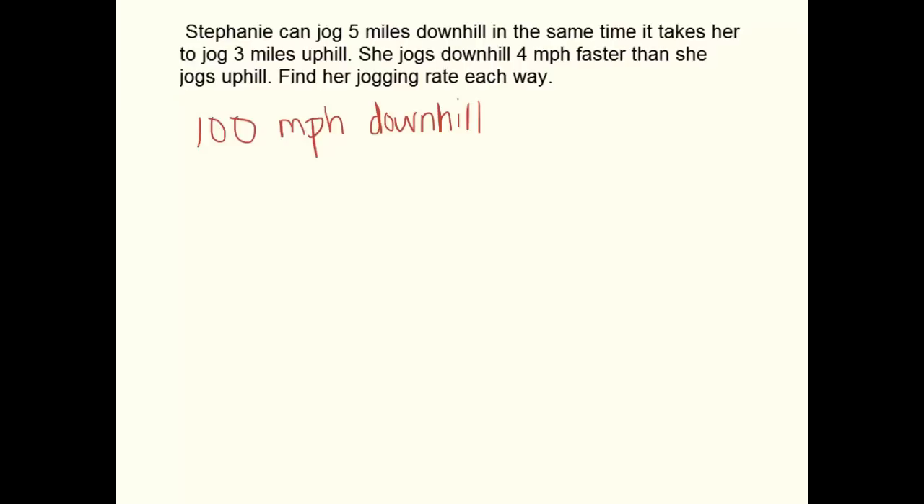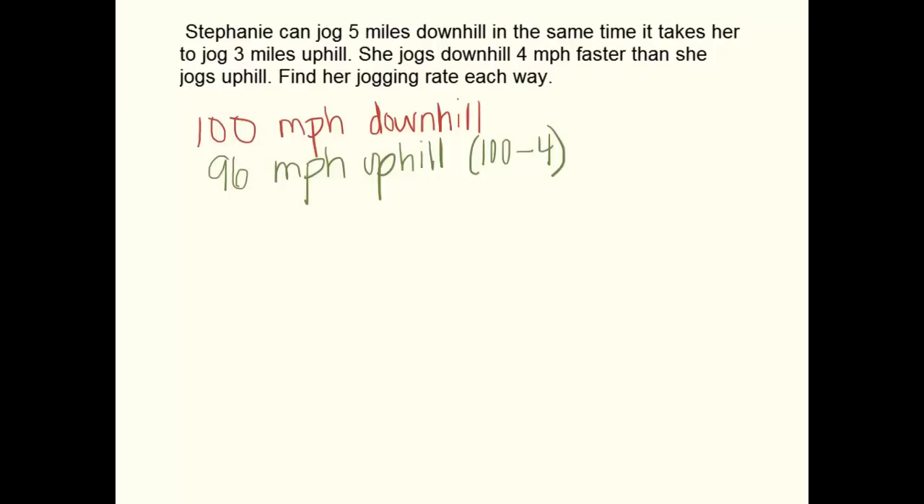Now let's read the problem and see what else we would know just based on our guess. Again, it's okay if it's wrong. I'm just trying to generate an equation. She jogs downhill 4 miles per hour faster than she jogs uphill. So if I'm guessing that that's her downhill rate, her uphill rate must be 96 miles per hour. How did we get that? Well, I took 100 and I subtracted 4, just by what the question said. Again, I don't care that it's ridiculous. I'm just trying to generate an equation.